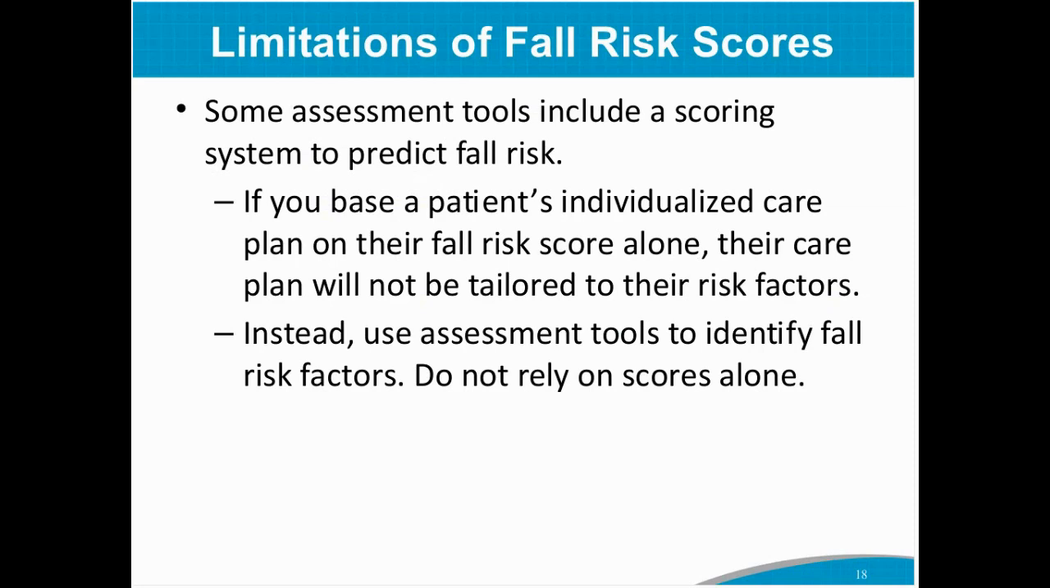So for example, a patient might have mental status alteration, or they might have a gait disturbance, but the interventions for mental status are different than they are for gait disturbance. So it's important to not only know what the score is, but what the areas of risk that are positive are.